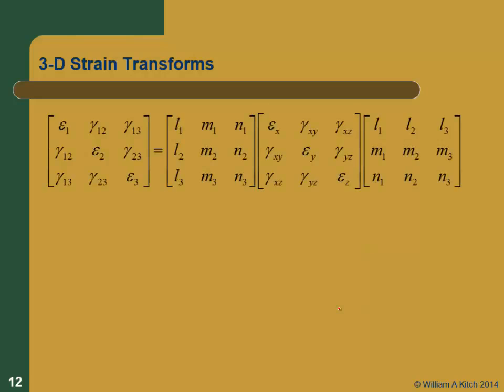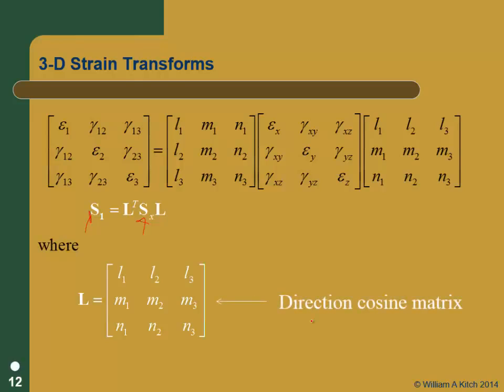So similarly, we can transform the strains in the same way. I shouldn't have used S for this, I should have used a different term, but these are now the strain tensors and not the stress tensors. The direction cosine matrix is exactly the same because it's doing the same transform. It's just transforming strains instead of stresses. It's just that the values in here are going to be different.